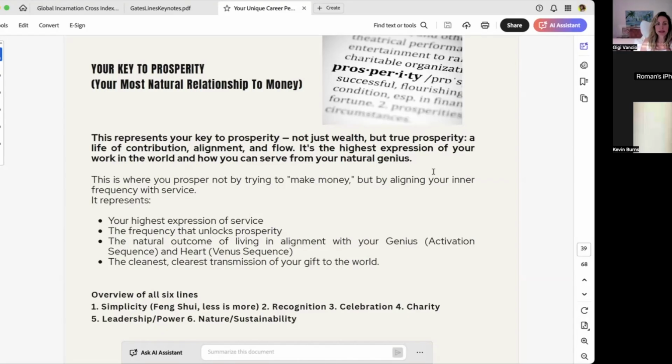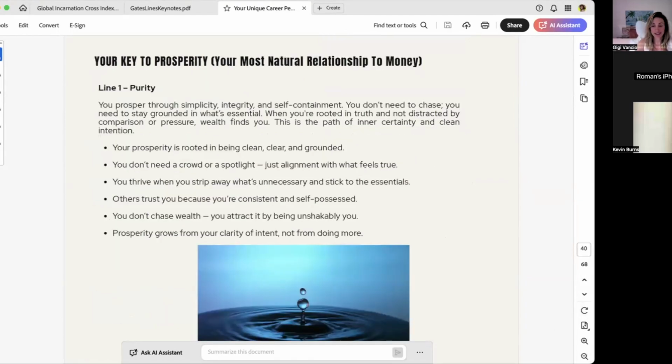Your key to prosperity is where you prosper not by having to try to make money, but by aligning your inner frequency with service. It represents your highest expression of service, the frequency that unlocks prosperity, the natural outcome of living in alignment with your genius. So it's your activation sequence and your heart, and the cleanest, clearest transmission of your gift to the world. So it's exciting, yeah?